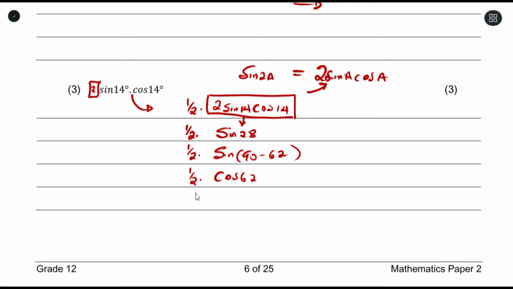And cos 62 we got in the previous question to be equal to k. So your answer is just half k. And that's it.